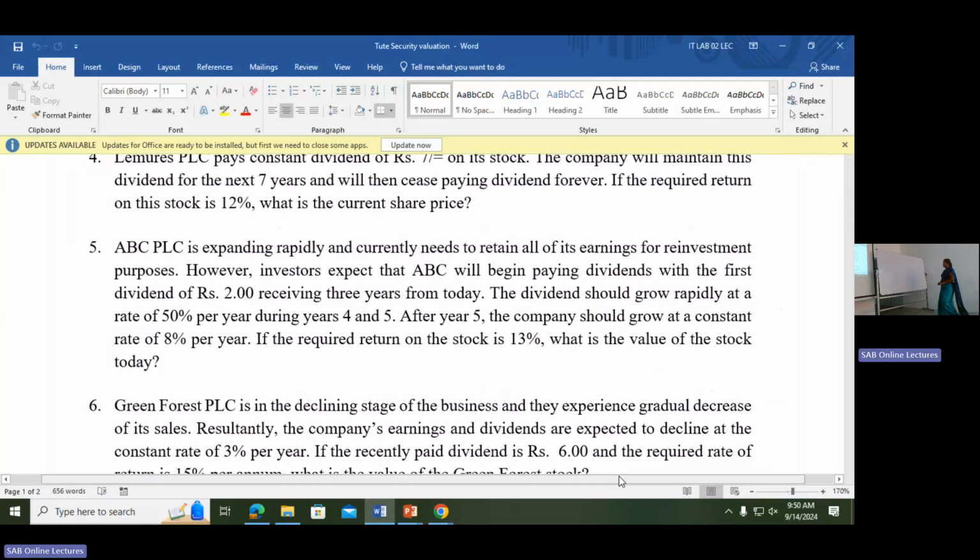Otherwise you are taking too much time. ABC is expanding rapidly and needs to retain all of its earnings for reinvestment. How will investors give dividends? 3 years from today. So 0, 1, 2, 3. In 3 years, you expect a dividend of 2 rupees.